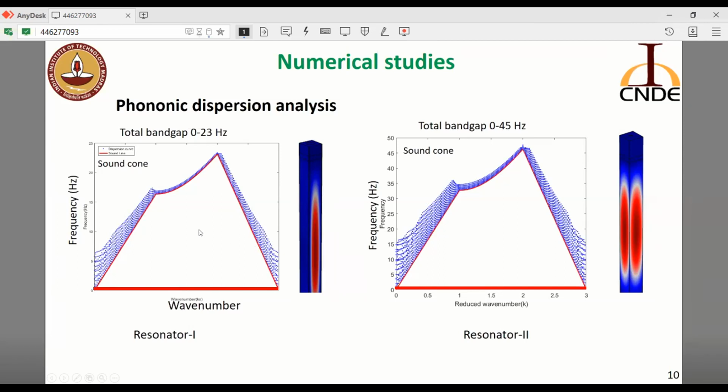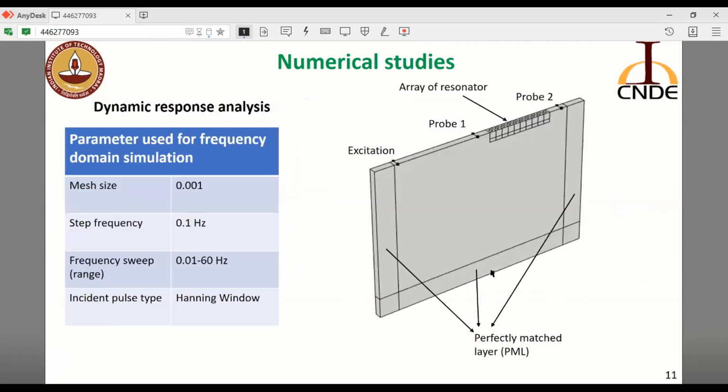But since there is no surface wave inside the sound cone, we can say that we have a wide band gap of 0 to 23 hertz in the case of resonator 1. The same study is done for resonator 2, where the band gap is around 0 to 45 hertz.